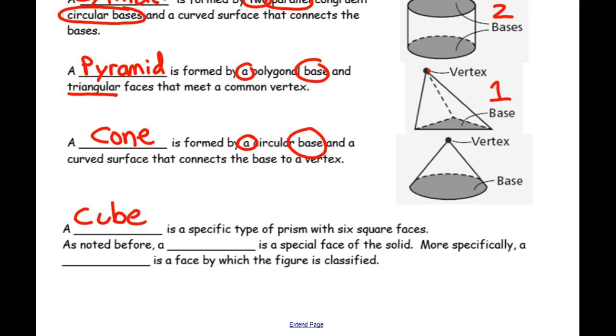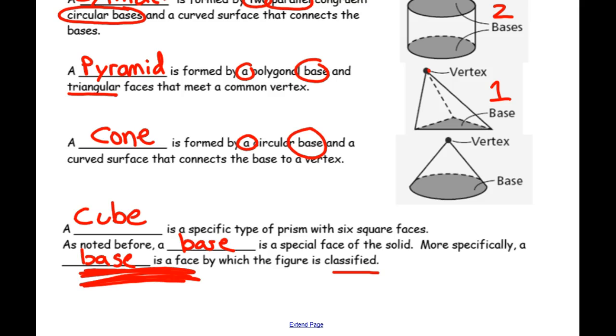and we kind of already said this, but a face is a specific face of the solid. More specifically, a base is a face by which the figure is classified. So we name our pyramids and our prisms by the base, and I want everyone to underline this a few times because I want you to remember this. A base is a face. So if you are counting the faces on a prism or something, you're going to count the bases as faces.